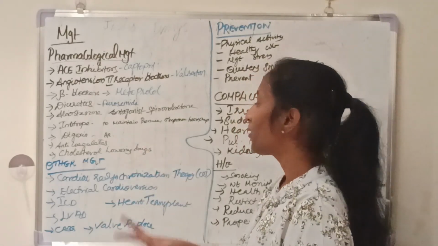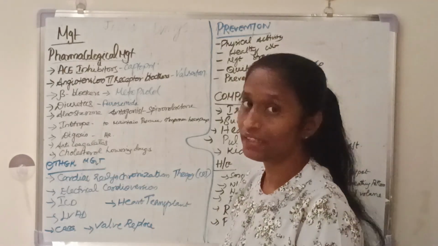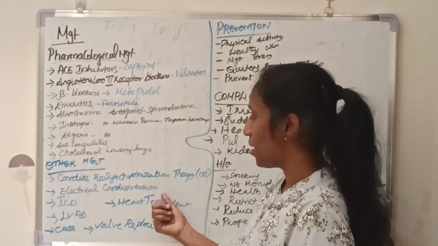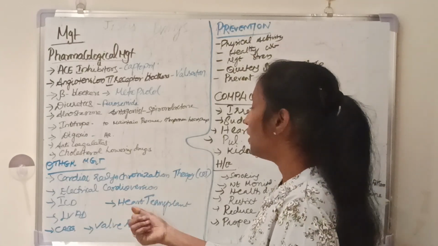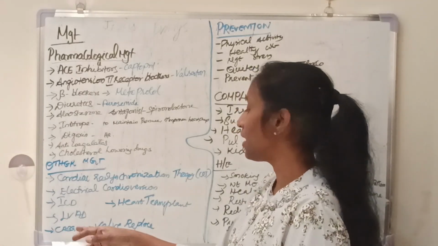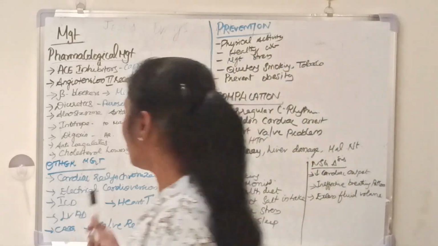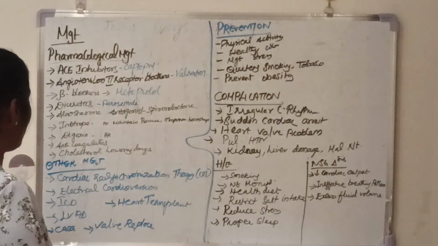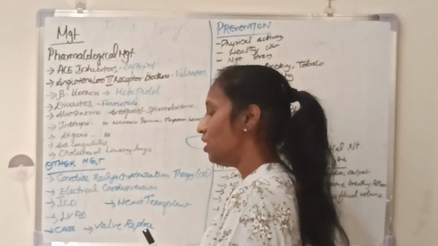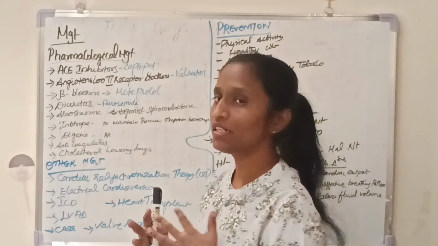Okay. Next is other management: cardiac resynchronization therapy, CRT therapy, and then electrical cardioversion, ICD, and then LVAD, left ventricular assist device, and then surgical management: CABG, valve replacement, and heart replacement. So here the first one is cardiac resynchronization therapy. It is called CRT therapy. It is an implantable device which we are placing inside the heart.